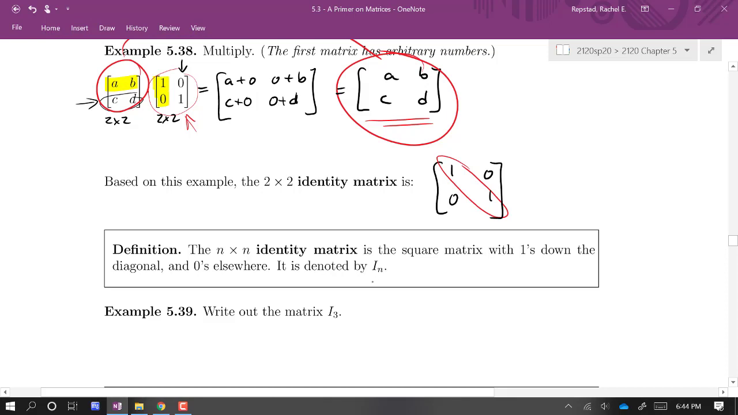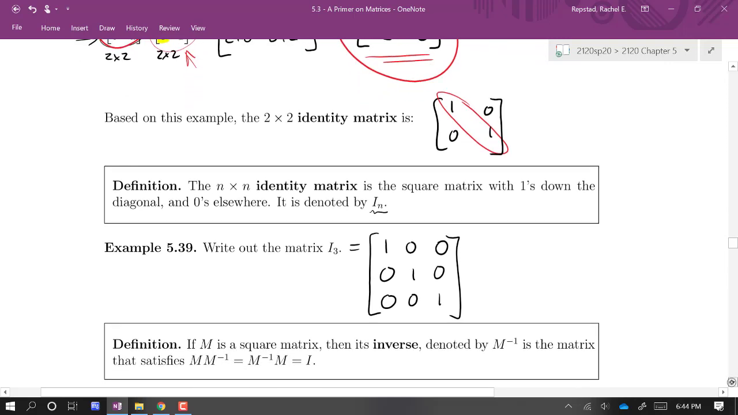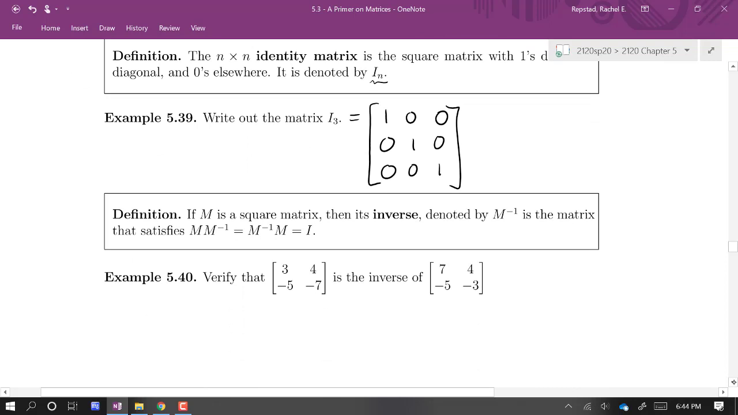So we denote that matrix by I sub n, and I sub 3, the 3 by 3 identity matrix, would just be ones down the diagonal and zeros everywhere else. There's that 3 by 3 identity matrix. So now that we know what the identity is, we can define an inverse.